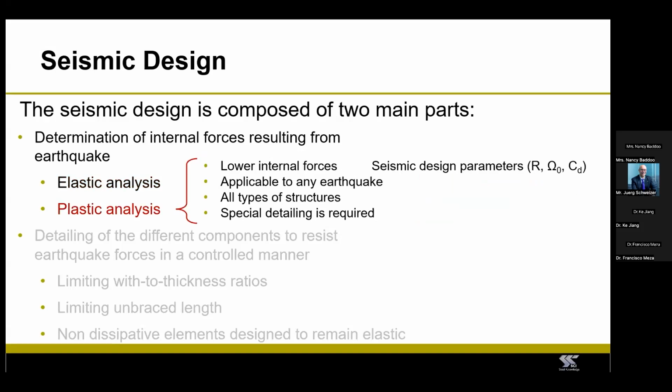Now, when design is based on a plastic analysis, the earthquake is assumed to be resisted through the inelastic deformation of specific structural elements. And because of this, the internal forces in the structure are assumed to be lower than those that you would get from an elastic analysis. Now, because we're assuming that the structure will deform inelastically, in order to prevent unwanted failure mechanisms and ensure a ductile behavior, the different structural elements in the structure have to be detailed so they can behave as intended.